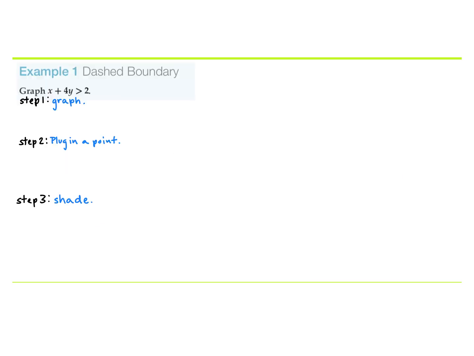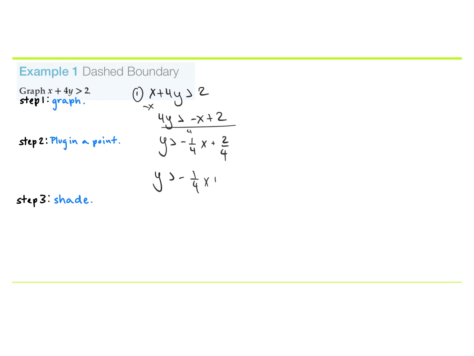So they want us to graph this boundary. So the first thing is to graph. Now for step 1, I am going to rearrange this into slope-intercept form. So I'm going to subtract the x, so I will get 4y is greater than negative x plus 2. Then I divide everything by 4, and I get y is greater than negative 1 over 4x plus 2 over 4, which simplifies to, sorry, not equal to, greater than negative 1 over 4x plus a half.